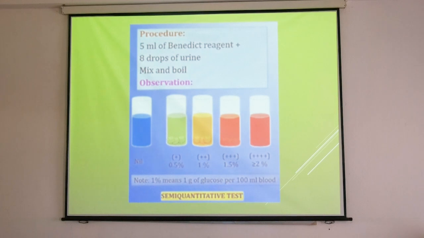You will be supplied with urine. Then we will take a test tube and take 5 ml of Benedict's reagent. On this reagent we will add 8 drops of urine, and then we will heat it. The color of Benedict's reagent is blue. If the color changes, then we have reducing sugar in the urine. It can change to different colors like green, yellow, orange or red.